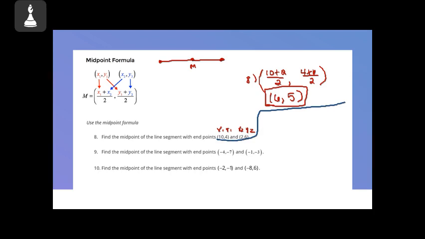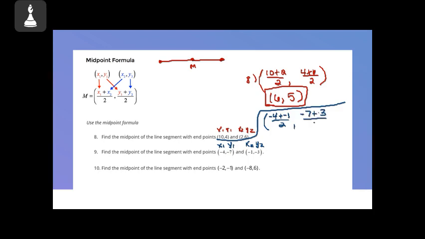Next, number 2: (-4, -7) and (-1, -3). We'll always label our points x1, y1, x2, y2, and then we can plug them in. So we're going to add the x's. -4 plus -1 has to be divided by 2. And -7 plus -3 has to be divided by 2.